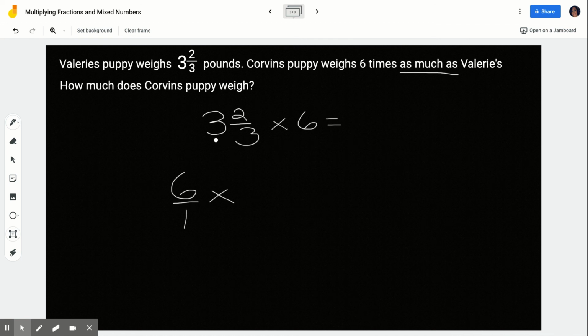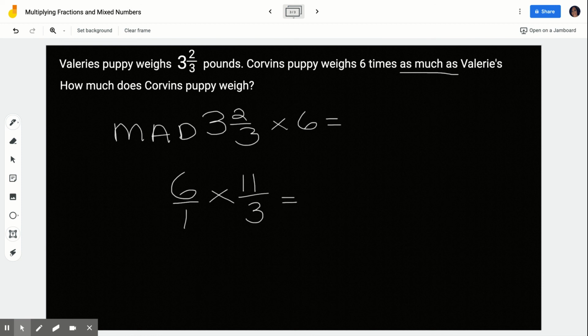The next thing we're going to use is the MAD strategy to convert my mixed number to a fraction, because we never work with mixed numbers. We always convert them to improper fractions, then work with them, then convert them back. So let's start with the denominator times the whole number, and then add the numerator, which is 3 times 3 plus 2 is 11 thirds. So 3 2/3 has the value of 11 thirds. Now we do have it in a format that we can multiply.